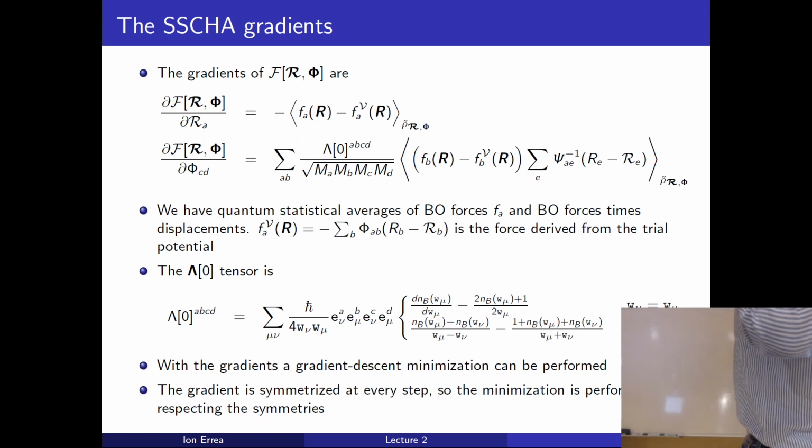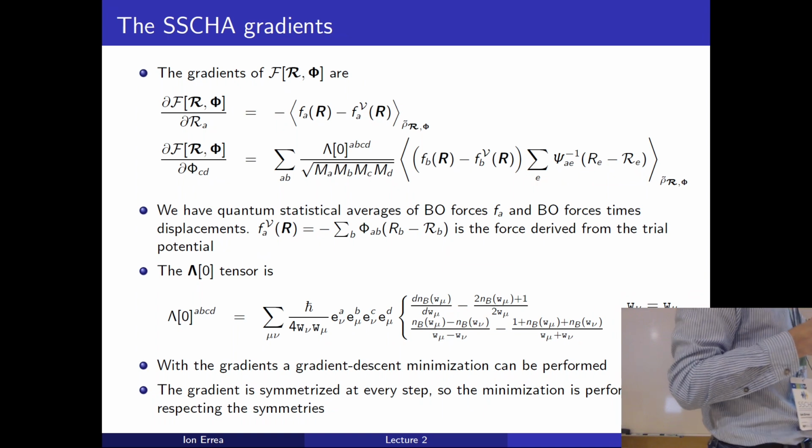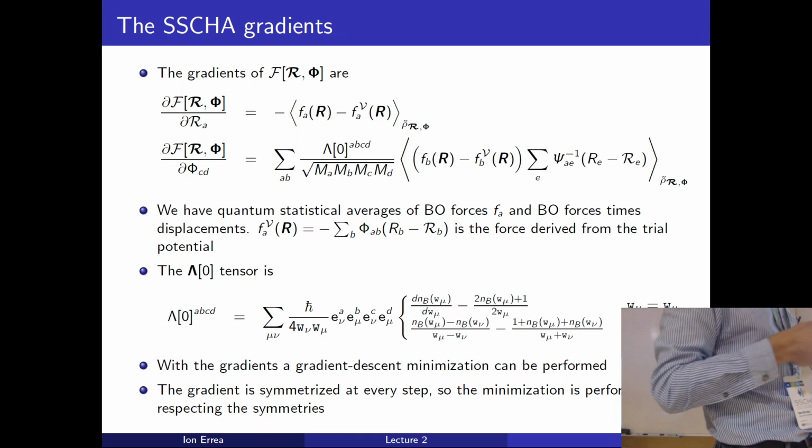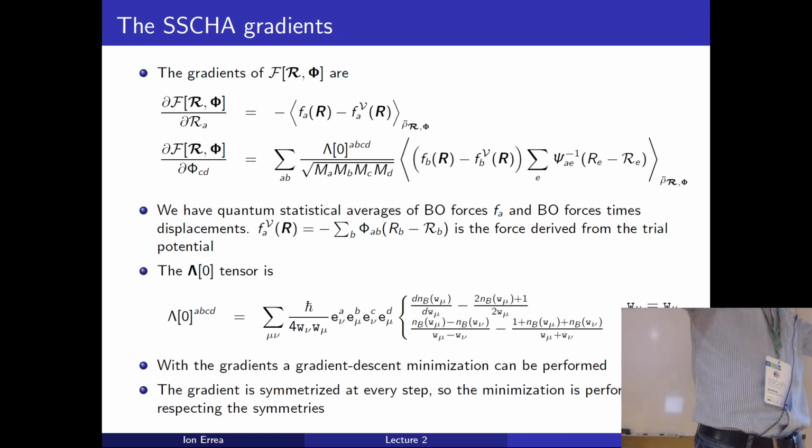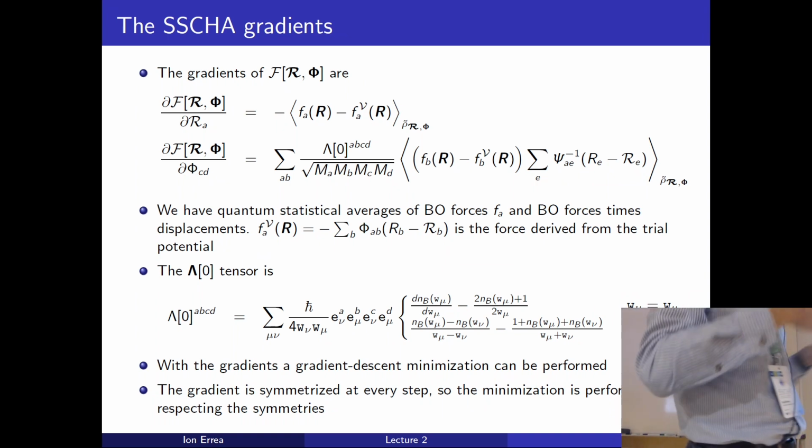And then here we have the difference between the displacement, which with a given rotation with that matrix that I introduced in some few slides before. Okay? So basically here, to calculate this gradient, we need to calculate averages of forces, and here we need to calculate the average of forces times displacements, somehow. Okay? So therefore, once we have the gradients, we can start doing the minimization, right?